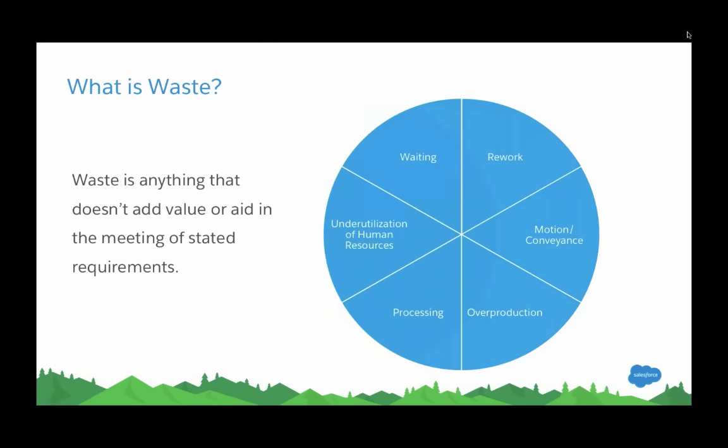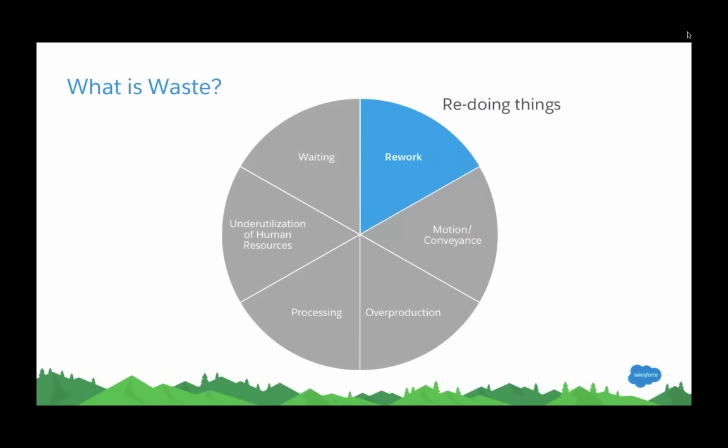Let's go through this wheel of waste here, starting with rework. Rework is quite simply redoing things. If you need to do something a second time to get it right, the initial time you spent doing it in the first place was waste. Right? It makes sense, pretty intuitive. You have to go back and redo it. The first time you did it, I'm sorry, it was a waste of your time.